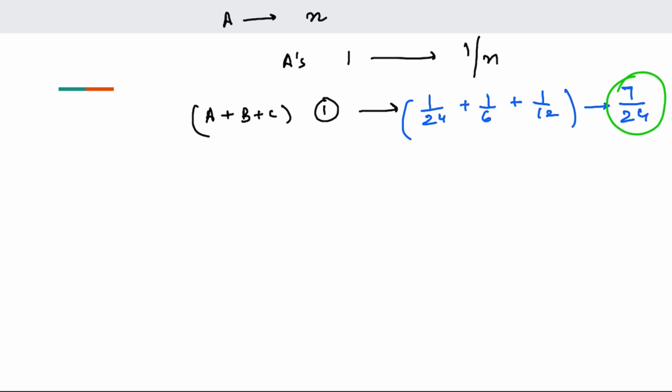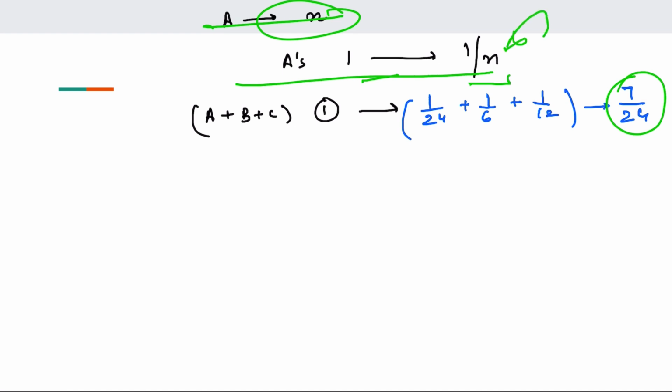Now, if A's 1 day work is 1 by n, then A can finish the work in how many days? In n days. Because initially we did that only. A is doing a piece of work for n days, so its 1 day work is going to be 1 by n. Now I am reciprocating it. What I am saying is, if A's 1 day work is 1 by n, then A can complete the total work in n days.